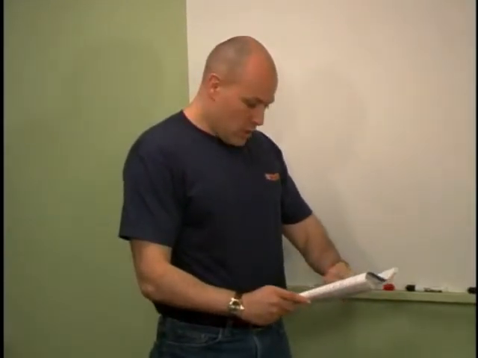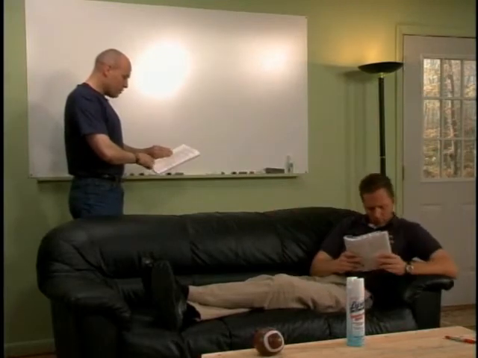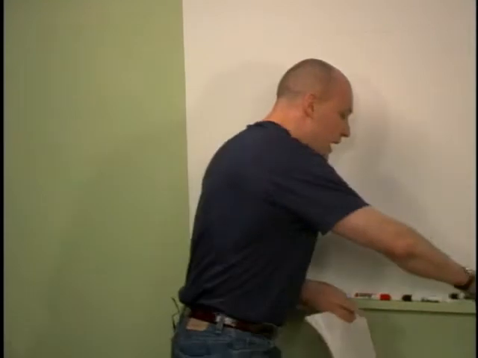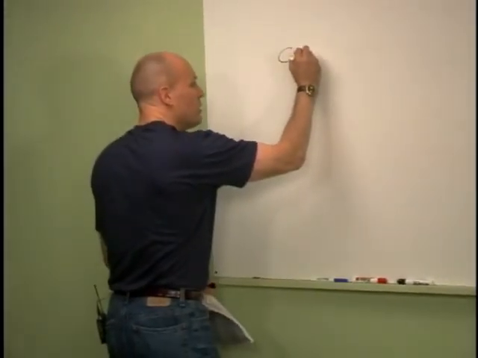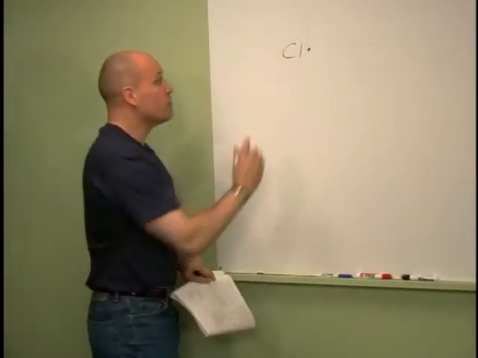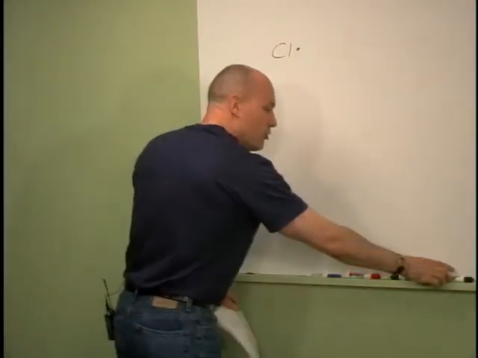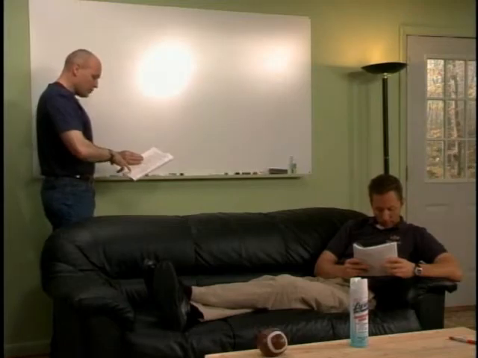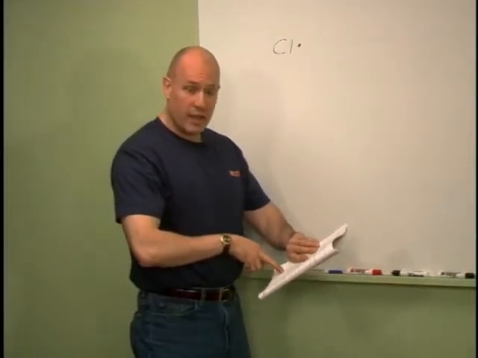Number 14. The chlorine atom in reaction 4 is very reactive because it has... Take a look at reaction 4. When you see the little dot by the chlorine, what is that dot? That's an electron. That's an unpaired electron, which makes this a radical. Radicals, you need to know for the MCAT, are very reactive. So the chlorine atom in reaction 4 is very reactive because it has an unpaired electron, choice A.